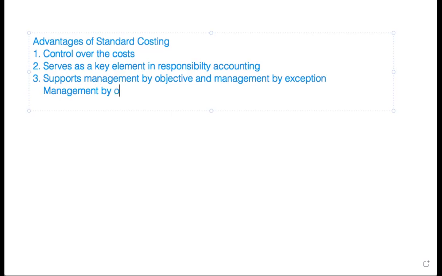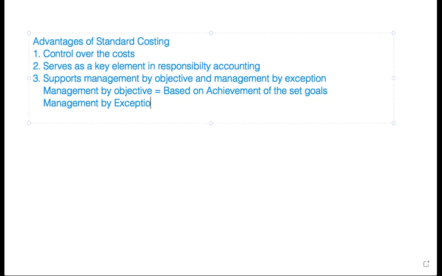Management by objective is based on achievement of the set goals. But for management by exception, it is closely about matters that are different, or deviate, from the standard.